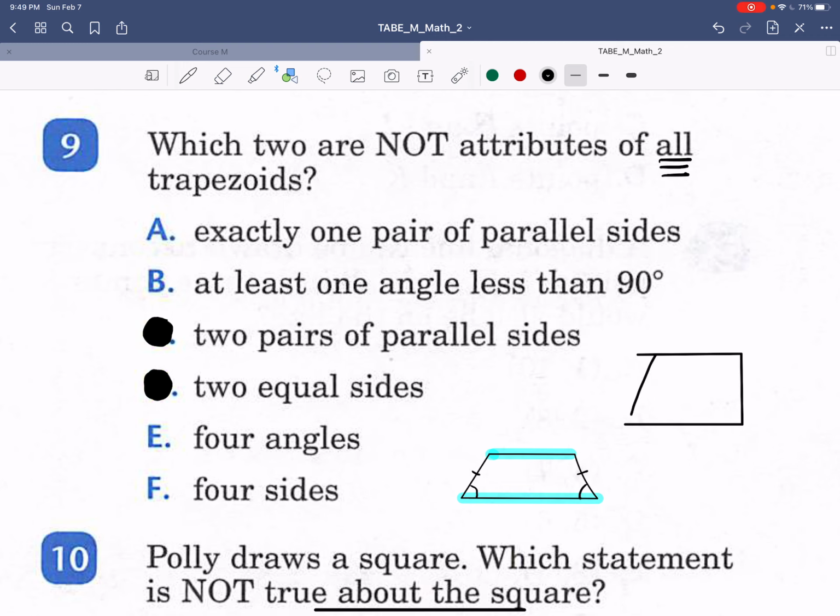Oh, I messed him up again, didn't I? Look at this one. We do have the 2 parallel lines. That's still the same. But look at these 2 sides. This side and this side are not the same. And that is still a trapezoid. So we don't always have equal sides. There will always be 4 angles, and there will always be 4 sides. But the 2 that are not true of all trapezoids for number 9 are C and D.